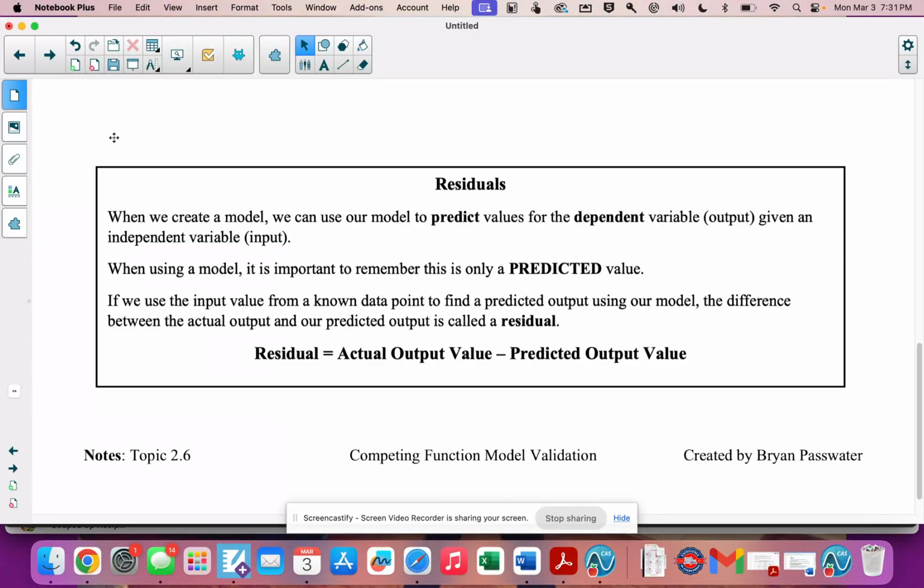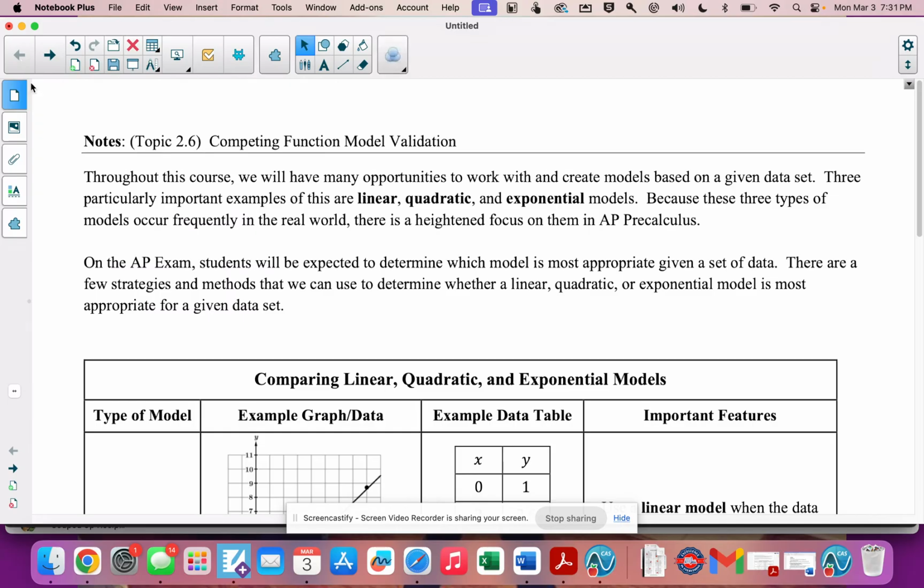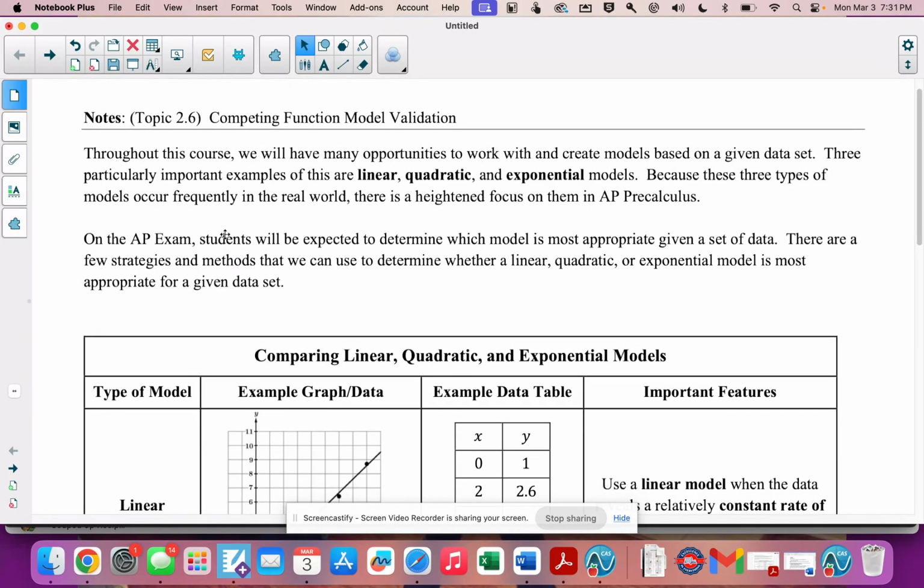Okay, so 2.6. A lot of this, again, is stuff we've already done. We've already talked about residuals back when we did section 114, when we were talking about regression then. So this is just more of the same.